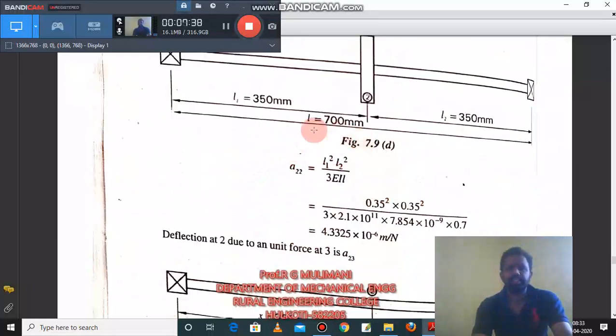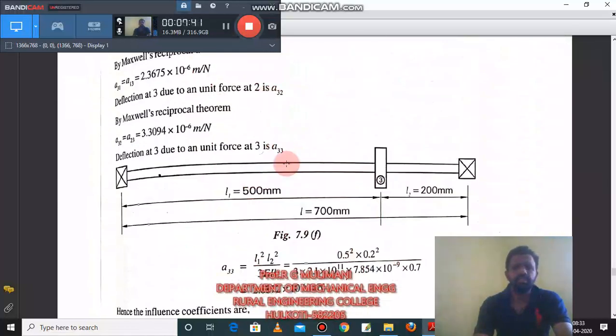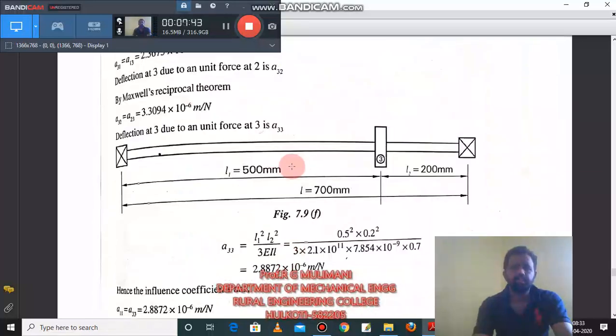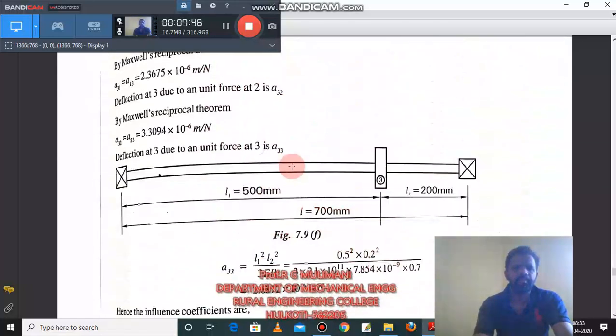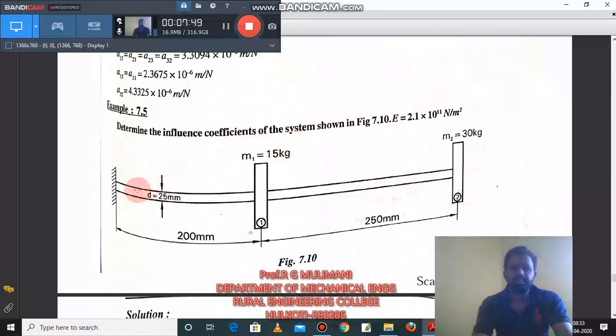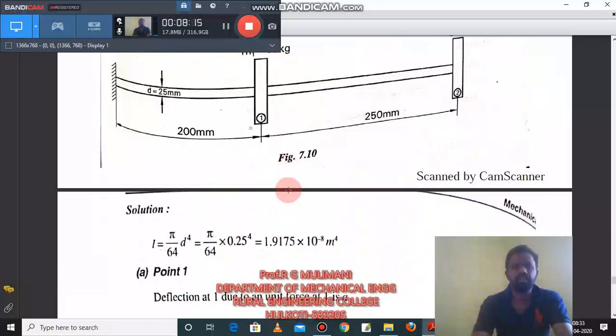Next we'll take one more problem on a cantilever beam. This is a cantilever beam where we have two masses. Two masses means it is a 2 degree of freedom system, 2 square number of influence coefficients, so 4 number of influence coefficients. Those are a11, a12, a21, a22. For aij where i is equal to j, we have two influence coefficients, a11 and a22, and for aij where i is not equal to j, we have two influence coefficients, that is a12 and a21.